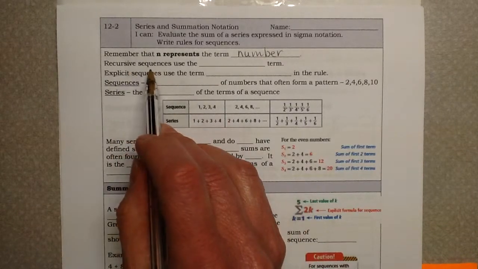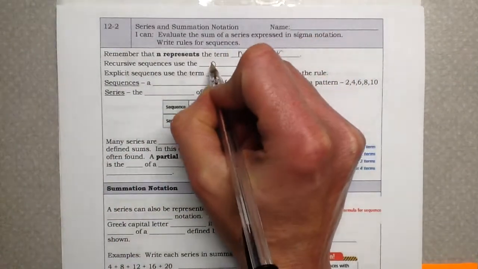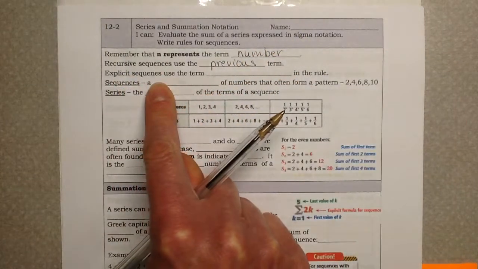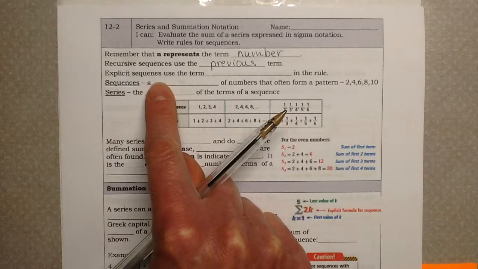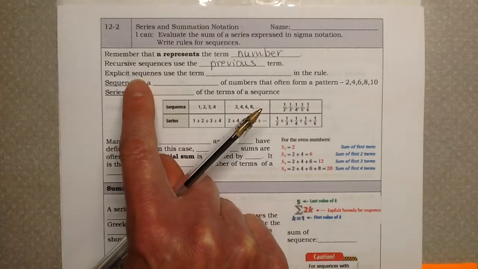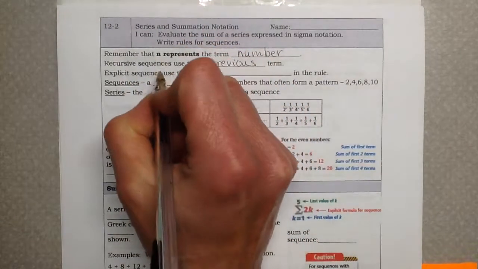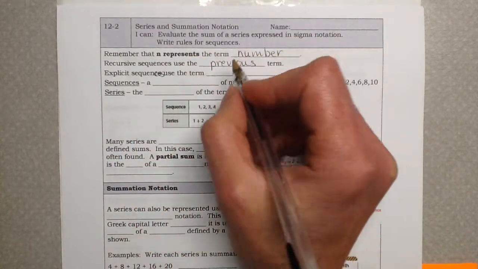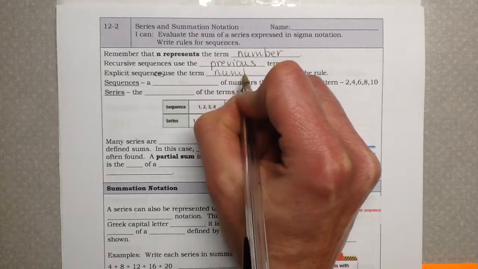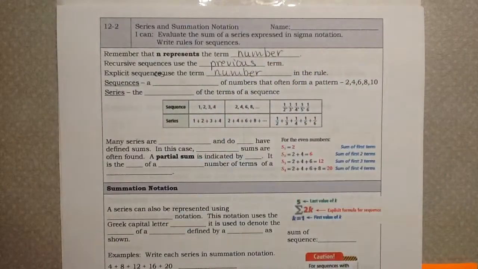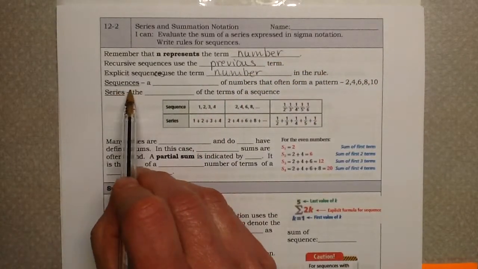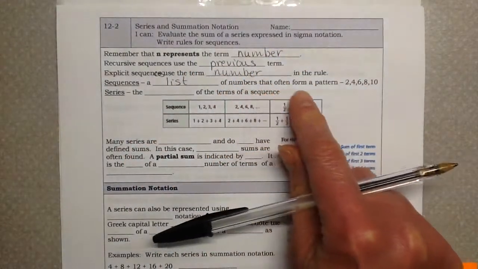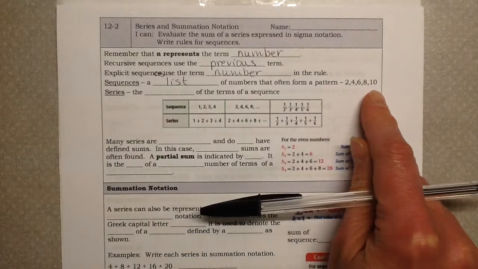Recursive sequences use the previous term, and explicit sequences, I think that's spelled wrong there, use the term number in the rule. Sequences are a list of numbers that often form a pattern, so 2, 4, 6, 8, and we worked with those yesterday.